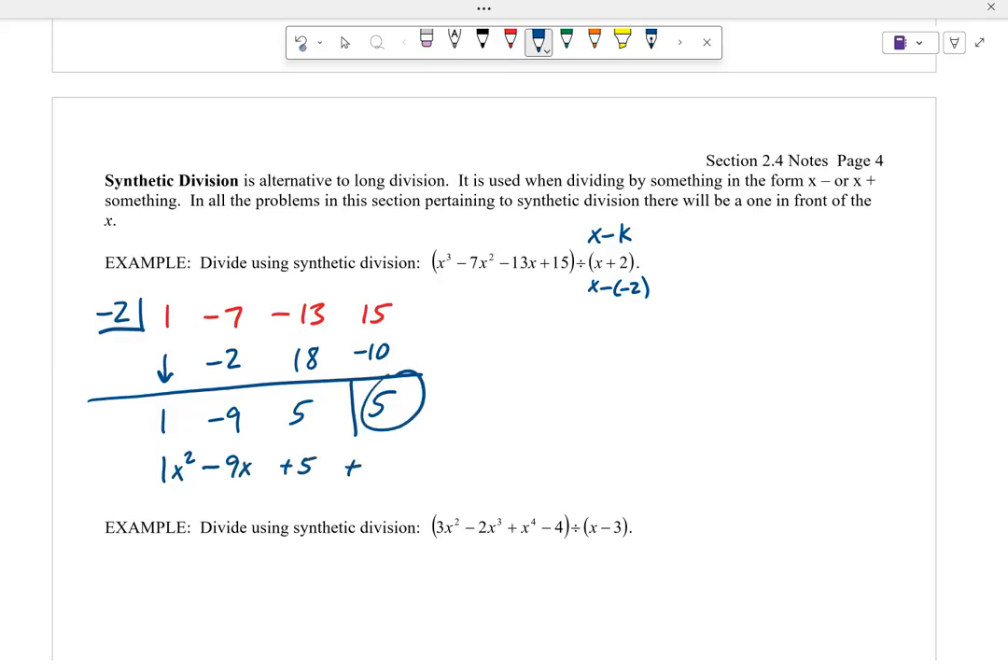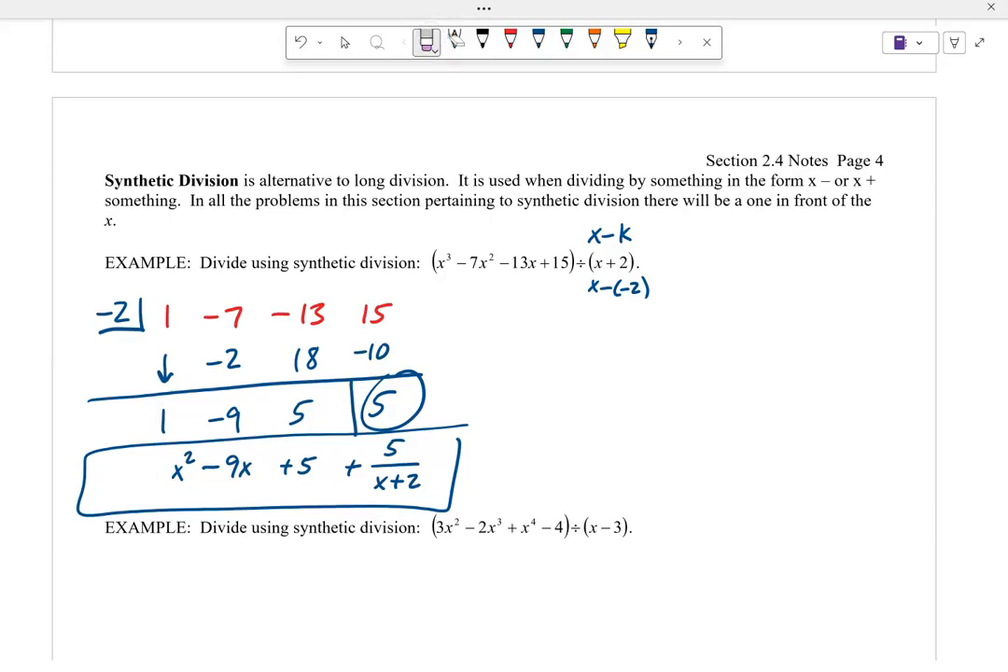This is my remainder, 5 over my divisor, x plus 2. So x squared minus 9x plus 5. I'm going to erase that 1 in front there, you guys. Don't need that. So x squared minus 9x plus 5 over x plus 2.